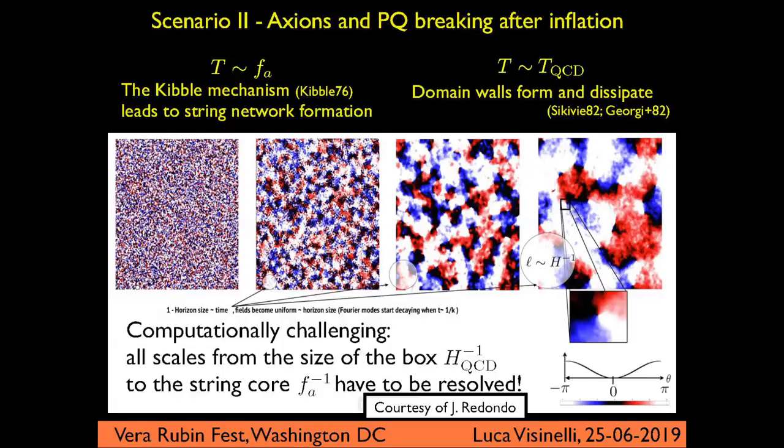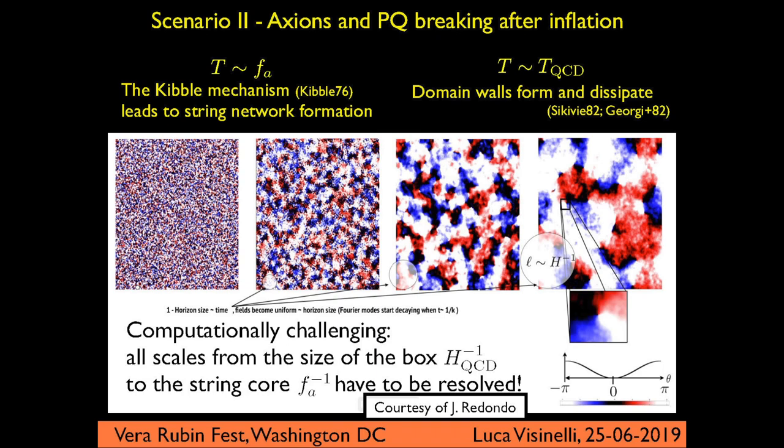So stay tuned. The other scenario is a scenario in which the Peccei-Quinn symmetry breaks after inflation. And this is quite more complicated from the numerics because we deal with the inhomogeneities and with the Kibble mechanism. So you basically have a string network that forms, as you see from this simulation, which is a 2D slice of a 3D simulation of the Peccei-Quinn field.